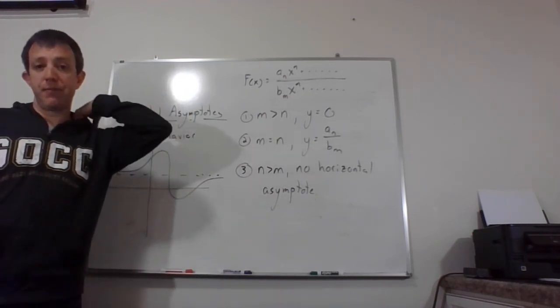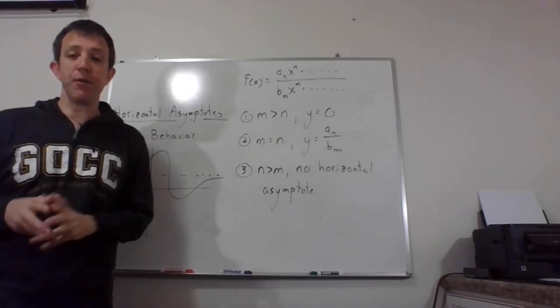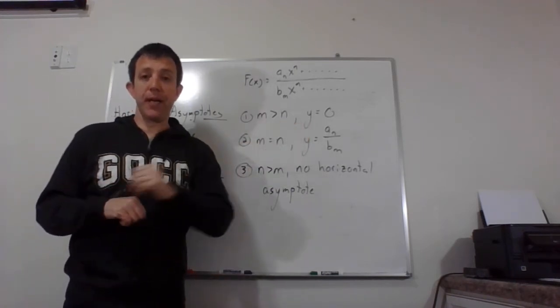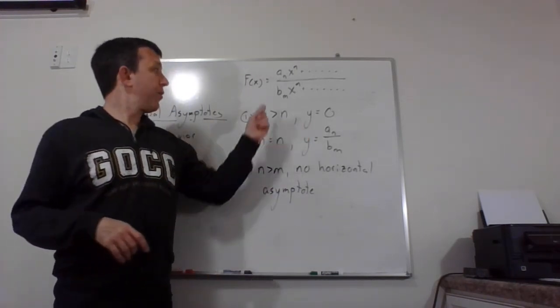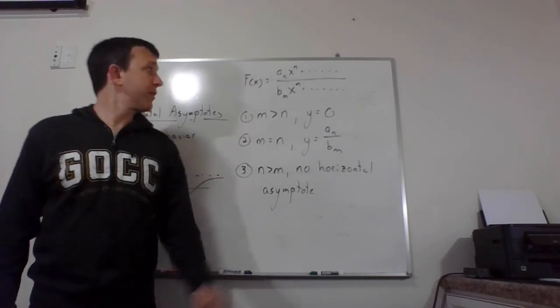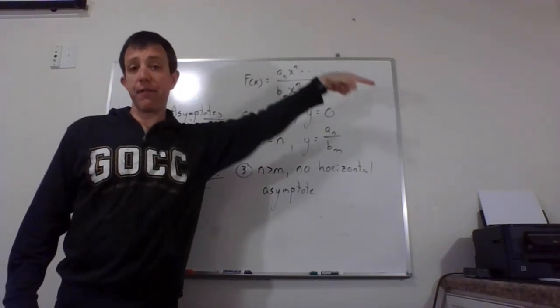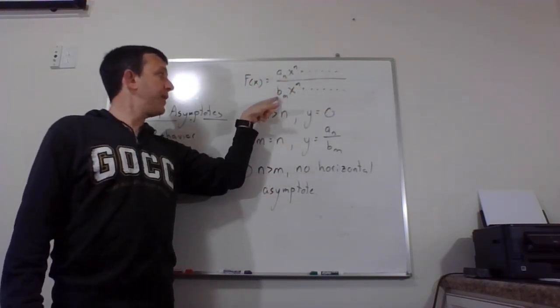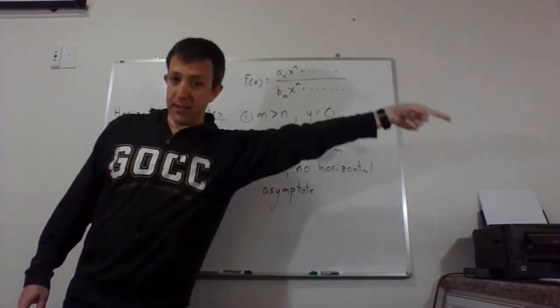That's my horizontal asymptote. So the question is, how do we find a horizontal asymptote? That's what I have over here on the board. Pretend that we have a function, f of x is equal to a sub n x to the n plus a lot of other stuff, all over b sub m x to the m plus a lot of stuff, right?